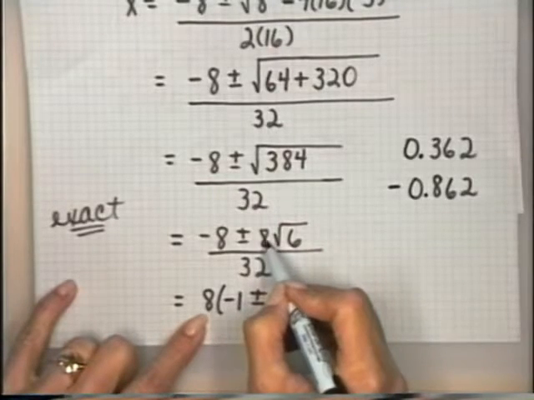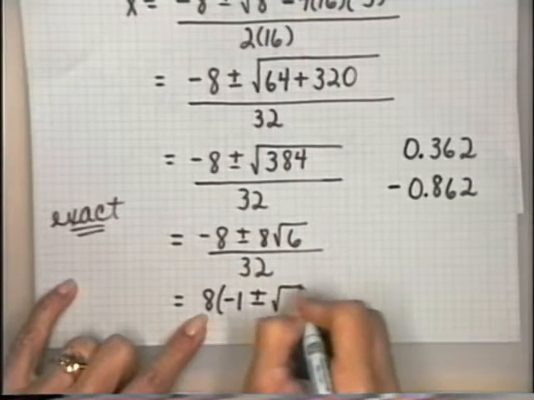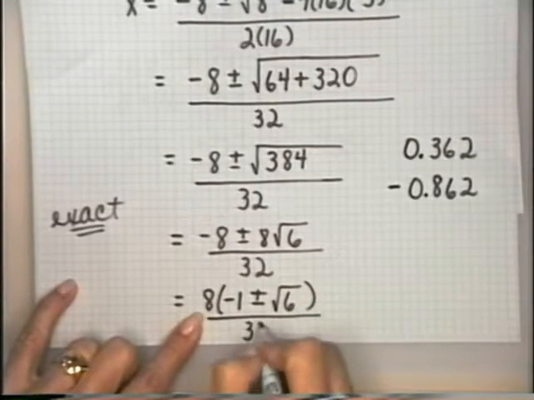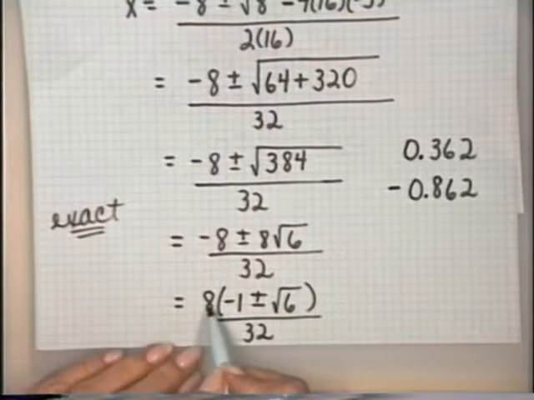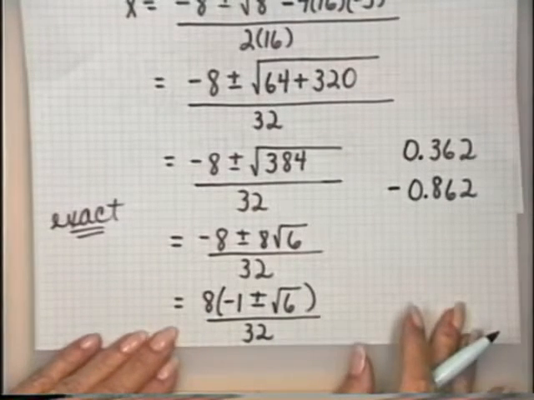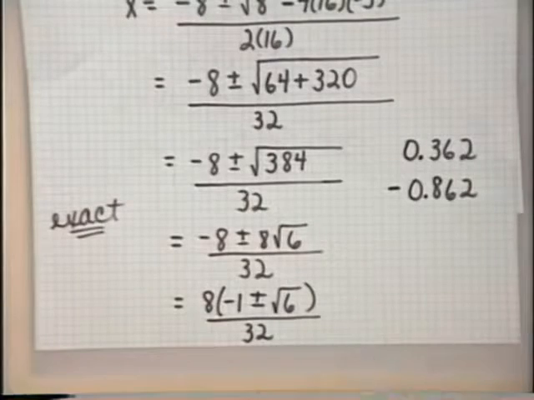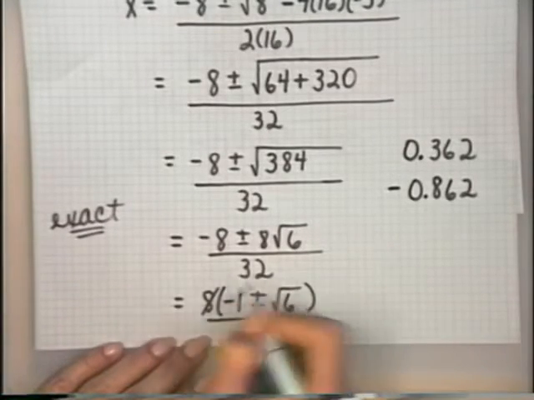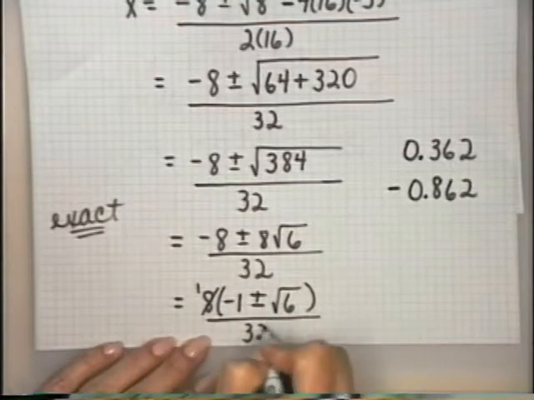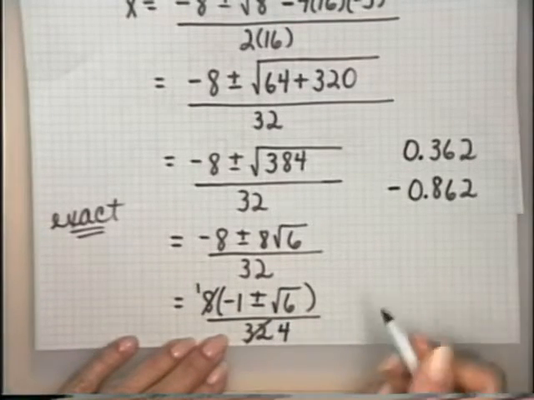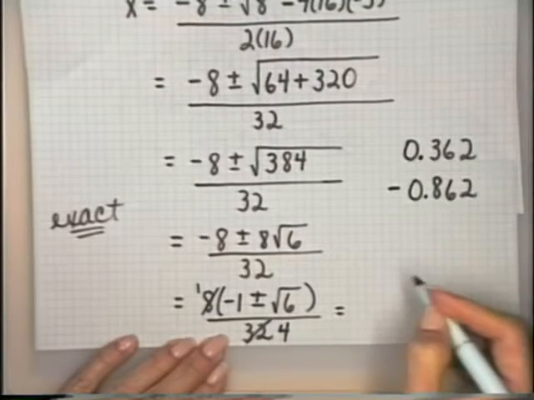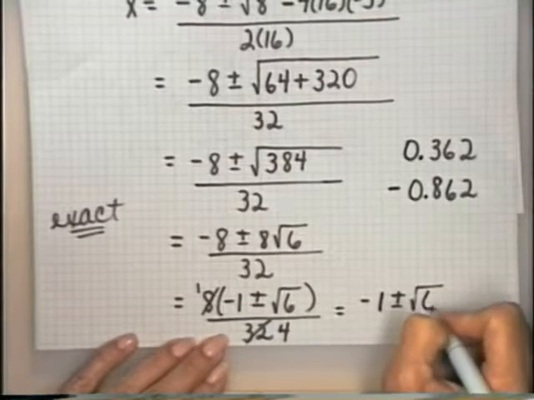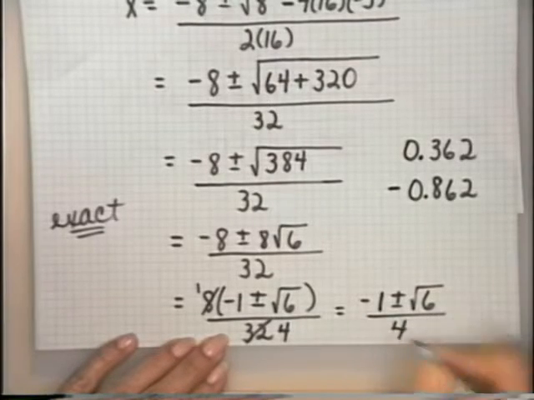Plus or minus, when I factor an 8 out of 8 times the square root of 6, I have the square root of 6 all over 32. And since the 8 is a factor of the numerator and the 32 is understood to be the only term in the denominator, I may say 8 goes into 8 once and into 32 4 times. So simplified, I get minus 1 plus or minus the square root of 6 for the numerator all over the denominator of 4.